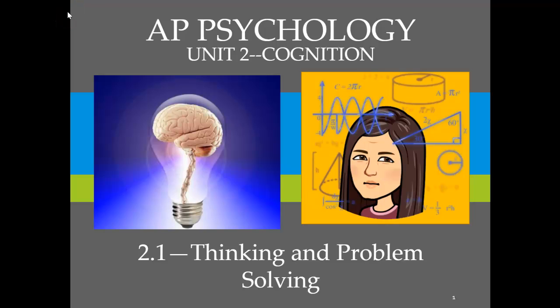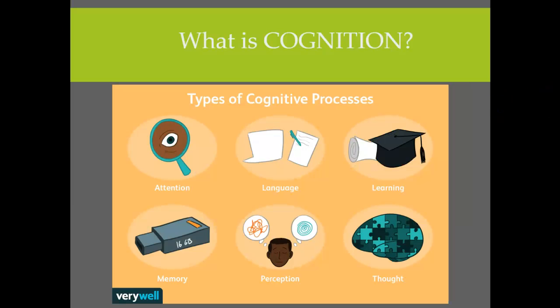Hello, these are Flip Notes 2.1 in our new unit, Unit 2 on cognition, and we're talking about thinking and problem solving. My Bitmoji is doing some high-level thinking there. Let's get going. So, what is cognition?